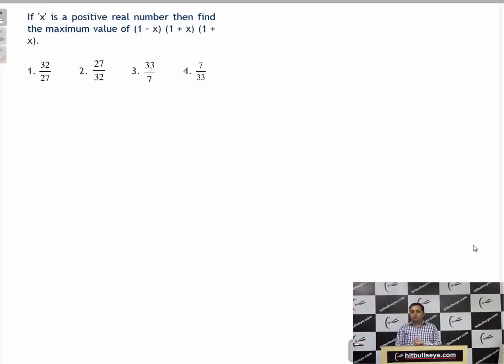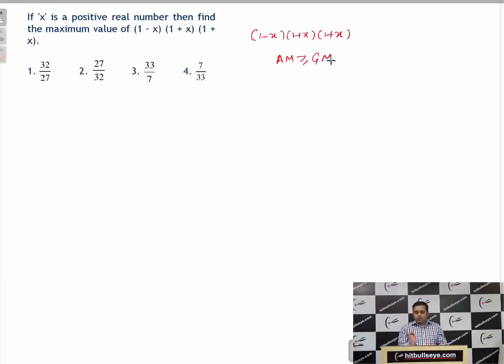Now this question is not a direct one as we have discussed in the previous two questions. Here the question is asking about the maximum value of (1 minus x)(1 plus x)(1 plus x). Although we will use the same result, that is arithmetic mean is greater than or equal to geometric mean, but keep one thing in mind that we will make either the arithmetic mean a constant term or the geometric mean a constant term, and the best way to do it is to make the arithmetic mean a constant term.